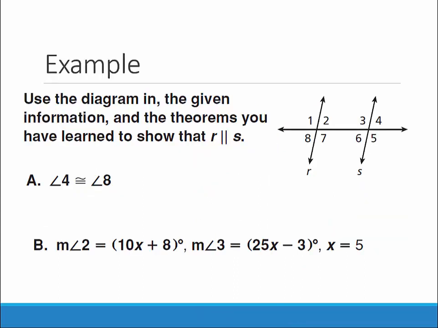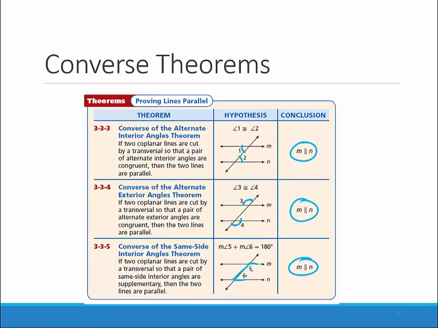So use the diagram and the given information and the theorems you have learned to show that R is parallel to S. So we have angle 4 is congruent to angle 8. Now sometimes it's kind of hard to see when it's like this, but if you turn your paper sideways, these are alternate exterior angles. And if they're congruent, we can go back and look at these theorems.